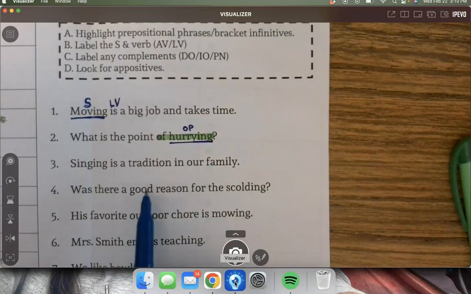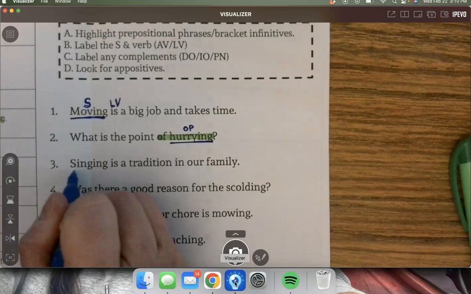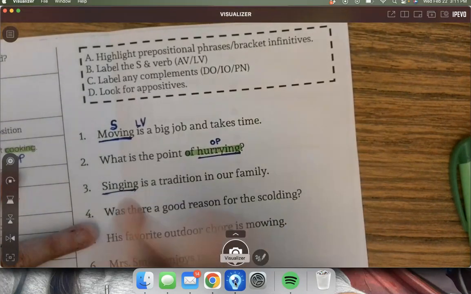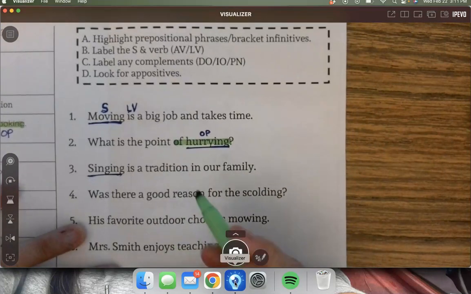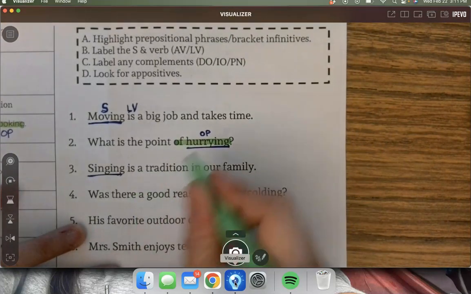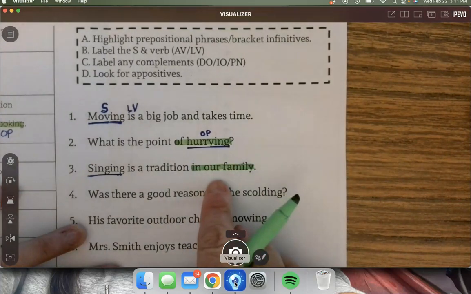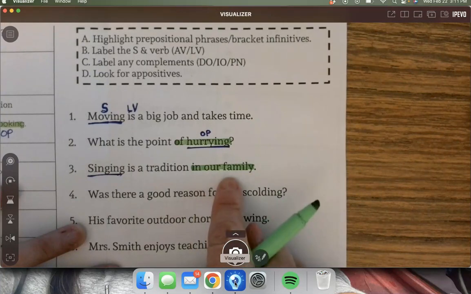Singing is a tradition in our family. Okay, I only see one verb in there, sing, with an ing, so singing must be the gerund. I'm going to look for prepositional phrases: in our family. Well, I can tell that singing isn't the object of a preposition because it's not highlighted. It's not the end of a prepositional phrase.